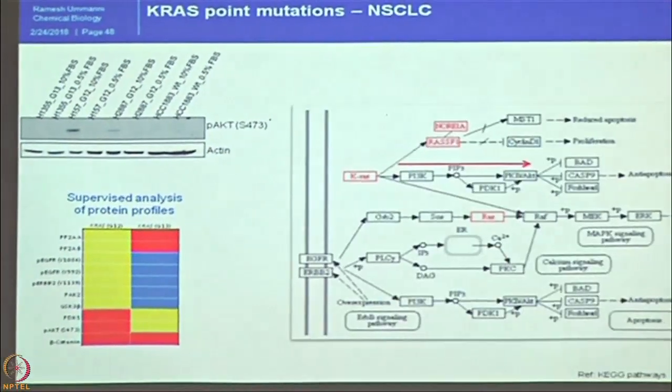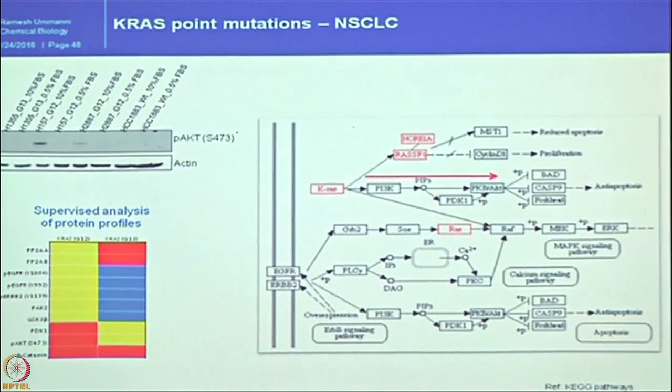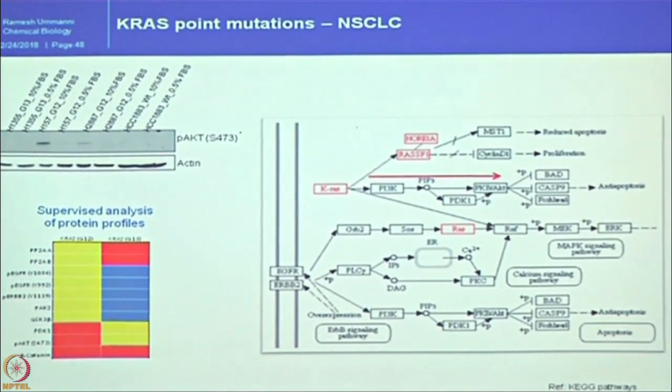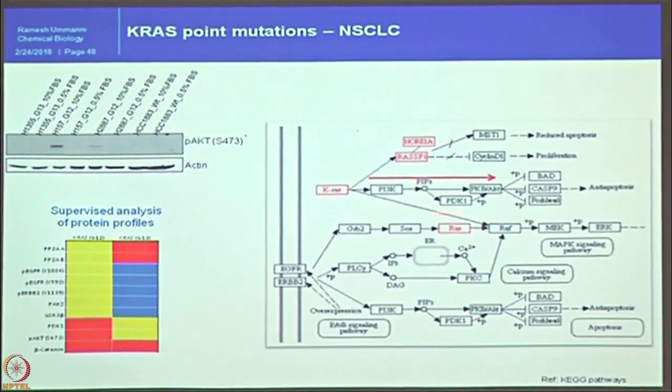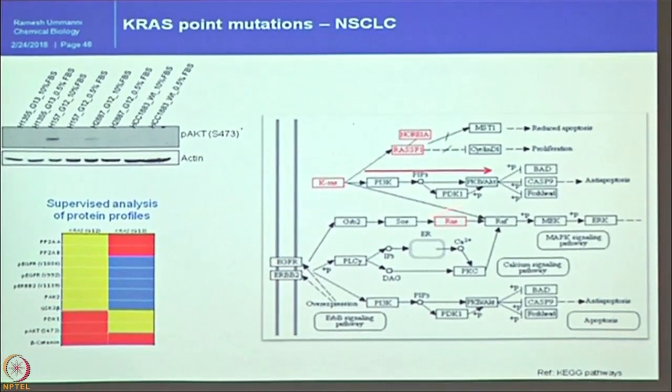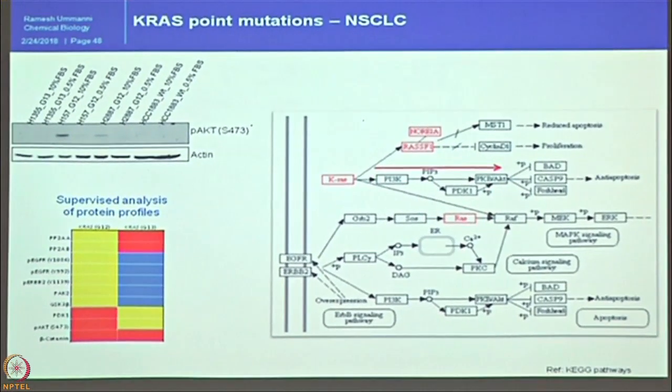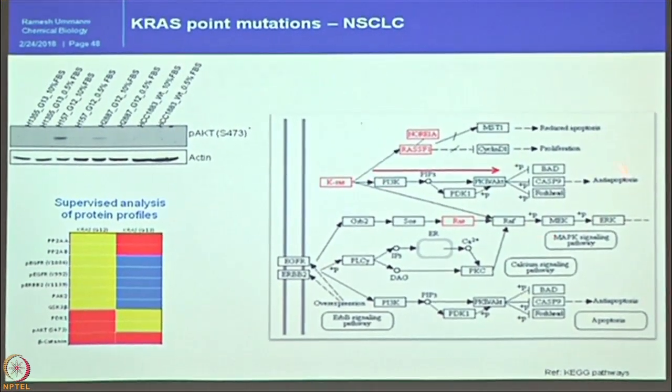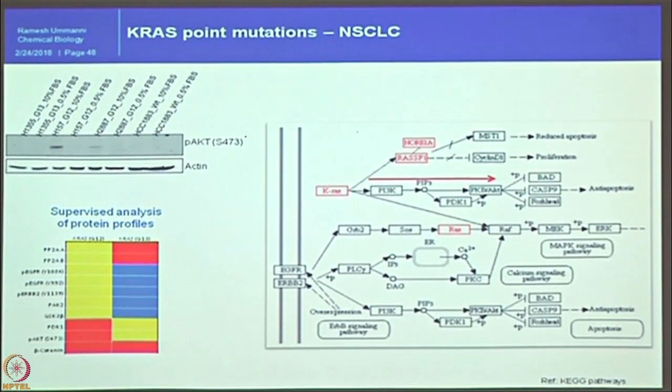With this, we did some validation studies. We proposed that in KRAS mutations, patients are usually treated with RAS-RAF inhibitors. Based on this expression pattern, we also proposed that a set of patients with the K13 mutation should be treated with AKT inhibitors, not RAS inhibitors.